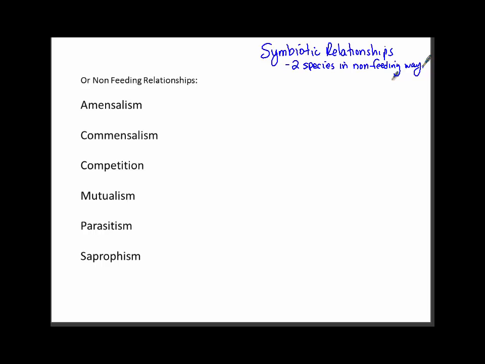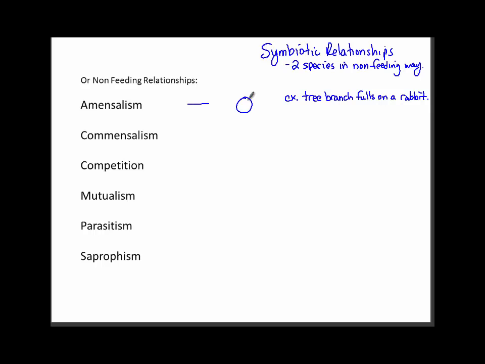Amensalism is a symbiotic relationship between two species in a non-feeding way where one species is harmed. So I'm going to put a little negative there. One species is harmed and the other one doesn't care. So I'm going to put a little circle symbol for that. For example, a tree branch falls on a rabbit. The rabbit is harmed, but the tree does not care that its branch fell on the rabbit. That's an interesting example of amensalism.